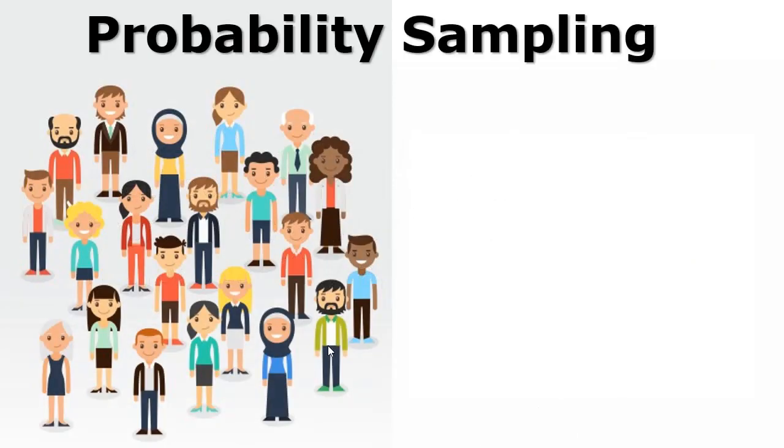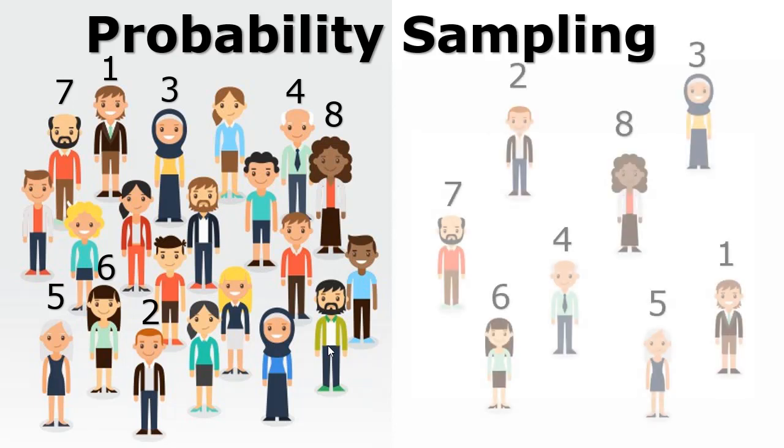So probability sampling is a technique in which every unit in the population has a chance, a non-zero probability, of being selected in the sample. And this chance can actually be accurately determined. So you have your population and you randomly select subjects from that, and everybody in the population has an equal chance of being selected. So you pick 8 randomly from this population and you pull them out, and that's your sample.